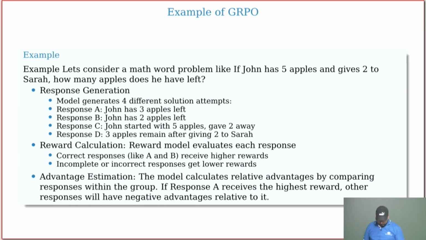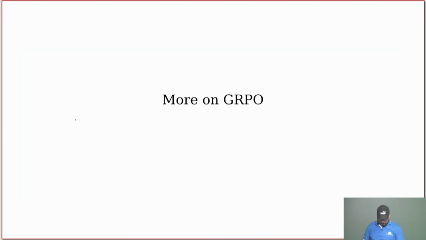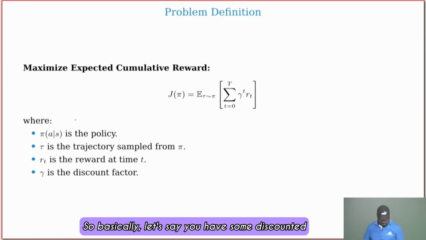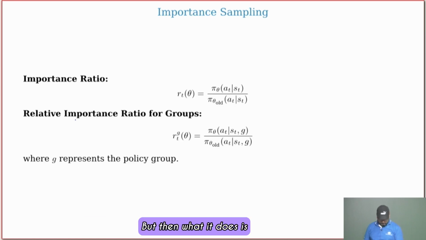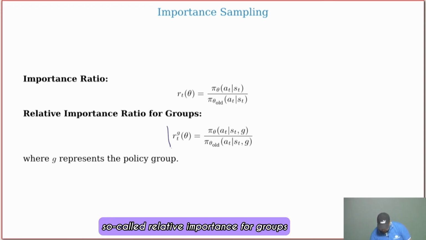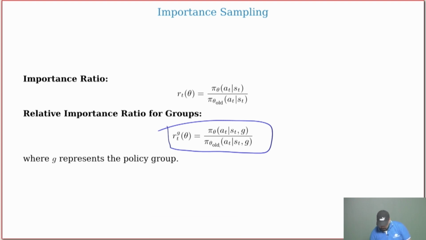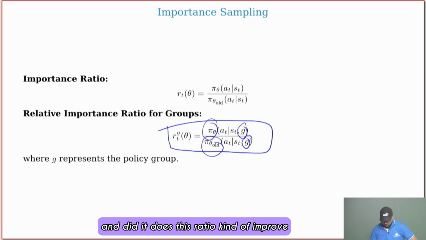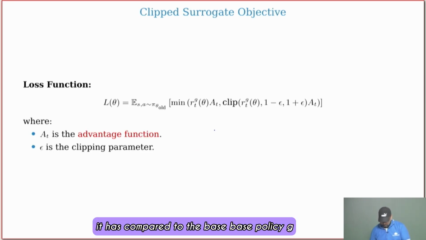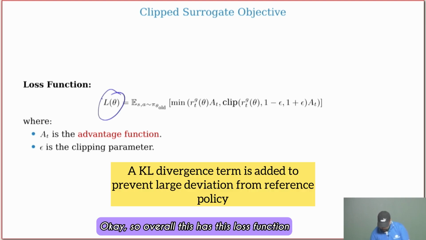Then GRPO goes into something slightly more. It is an RL based method. So basically, let's say you have some discounted rewards and so on. But what it does is define these so-called relative importance for groups. So basically, this is the old policy, this is the new policy, and this is the group. It looks at this ratio and whether the ratio improves based on whatever reward it has compared to the base policy G. So overall, this has this loss function.